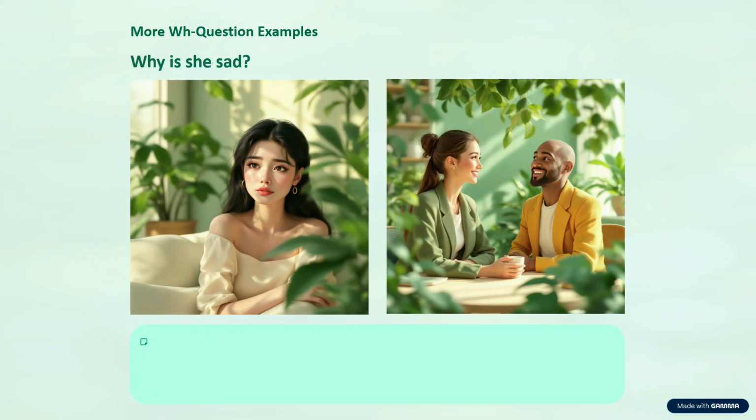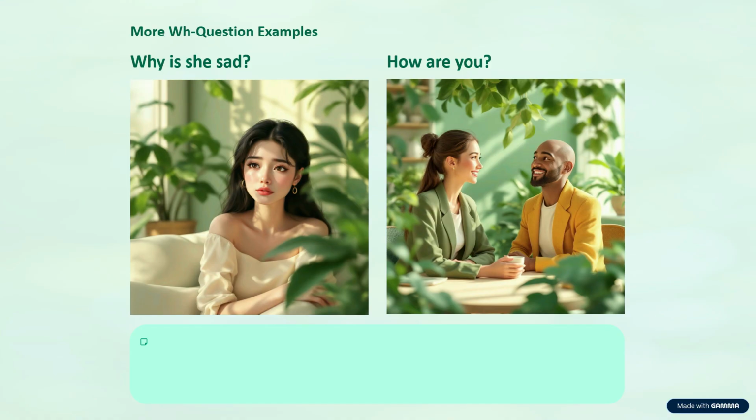Why is she sad? Why asks for a reason. Is is the verb. She is the subject, and sad is an adjective complement. How are you? How asks about a state or condition. Are is the verb, and you is the subject. No extra complement is needed.